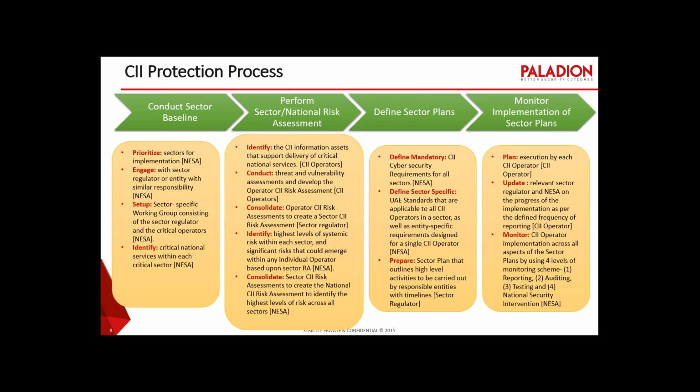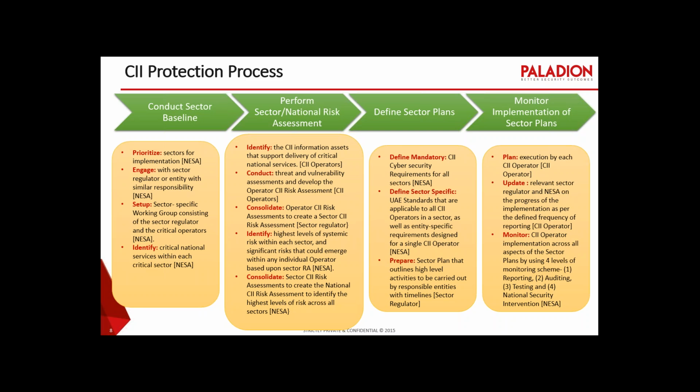So there are 10 critical sectors which NESA has already identified, and for each sector they're building a sector-specific working group who would be primarily identifying these critical national services per sector. Once this baseline is done, then what happens is the operator would start identifying the CII information assets.